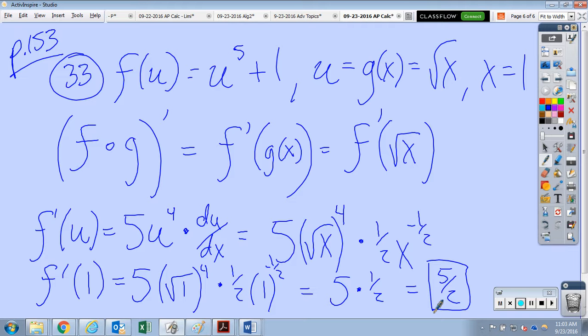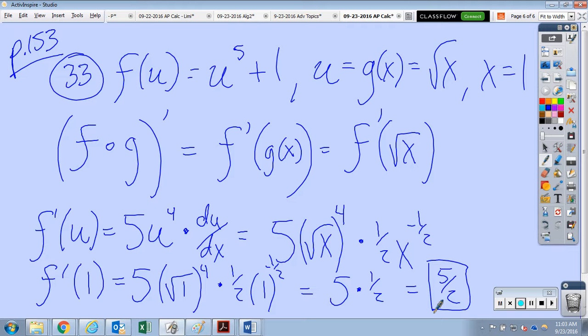So you want f prime of u. First you find the f prime function, which is 5u to the 4th plus 0. No, you're missing this. We definitely have to apply the chain rule. You definitely have to apply chain rule.